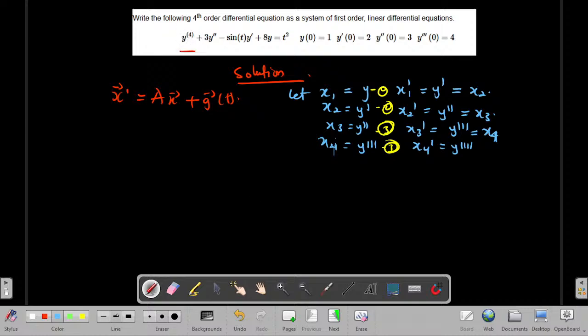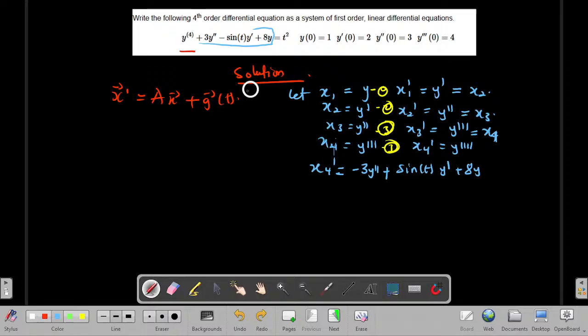So with this one, I will simply go back to my equation, then express my y prime prime prime in terms of the others. So here you realize that my x4 prime will be equal to, now I'm going to shift all these ones to the left side of the equation. So watch me clearly. I'm going to have negative 3y prime prime, minus, but the minus sign becomes plus here, plus sine of t y prime plus 8y is equal to, oh, sorry.